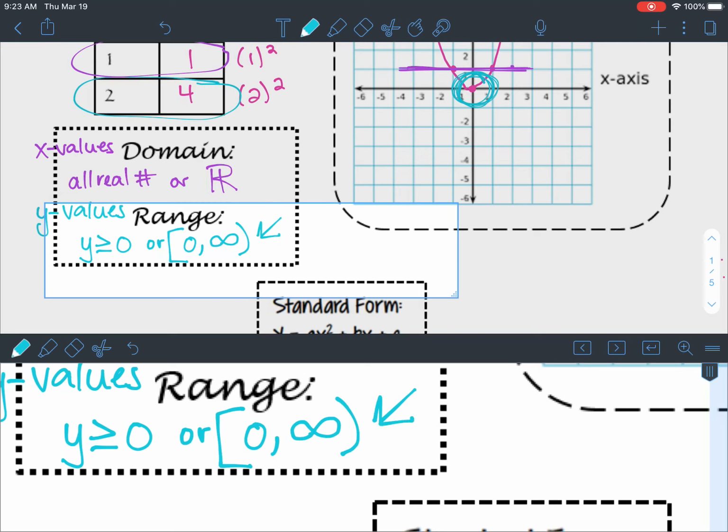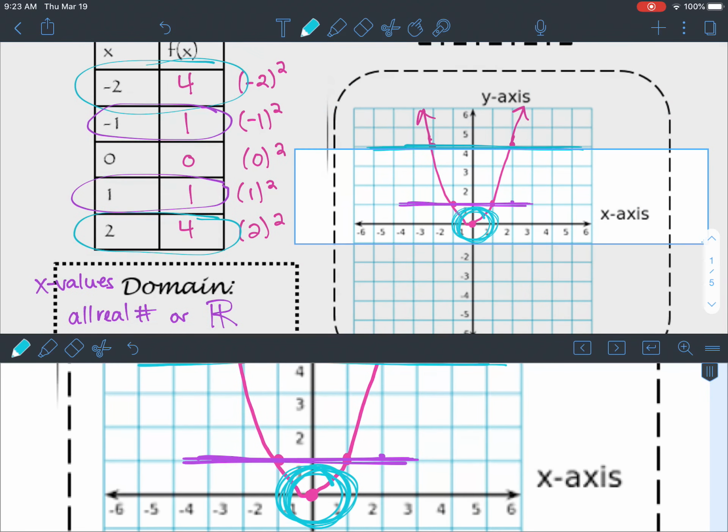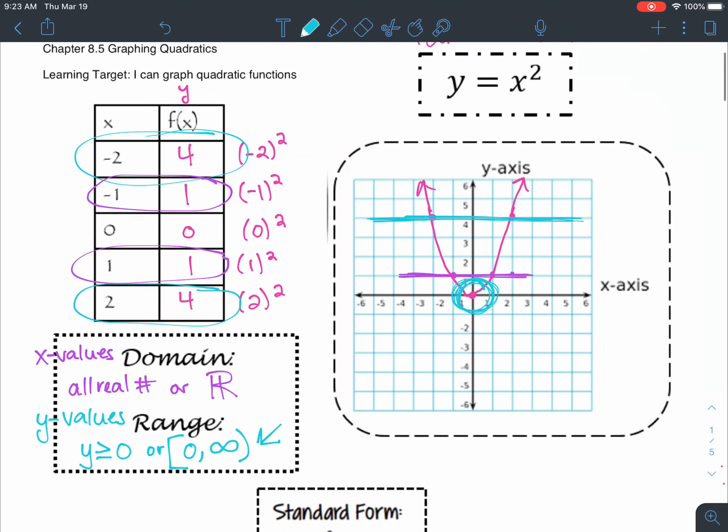I'm probably going to stick with this way just because that's kind of how our book goes when we talk about domain and range. So if we looked at our graph again, what that tells me is that starting at 0, I have y values from 0 all the way up to infinity, because that graph keeps getting taller and taller and taller, and it's going to just keep on going.